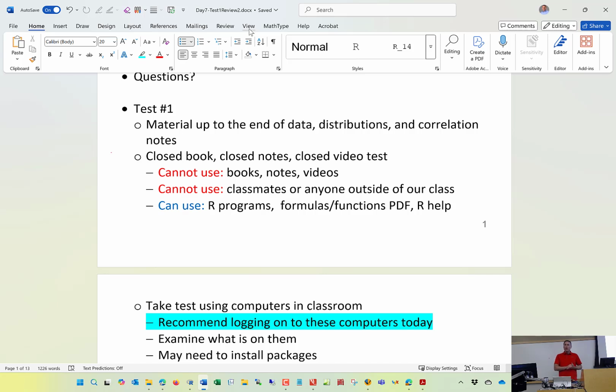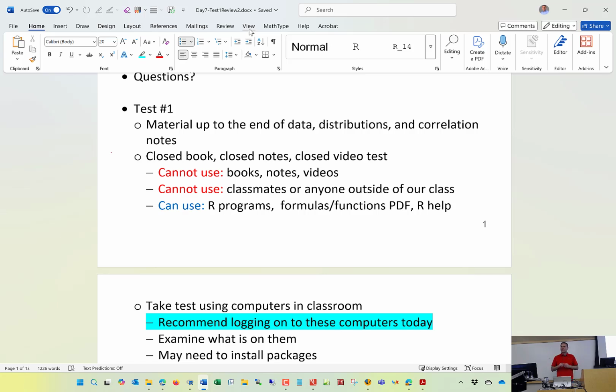So for test number 1, it will be the material up to the end of this section that we're just doing here. If we get to this last part of the notes. Otherwise, it will be to the end of what we just talked about. Okay. As I said before, close book, close notes, close video. So the only thing that you can use, yes?